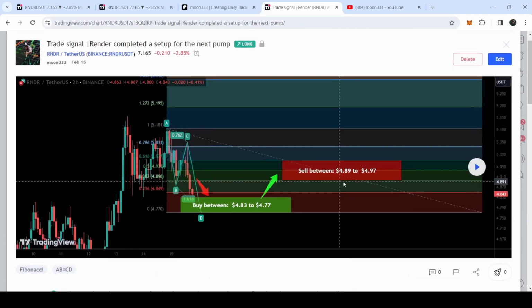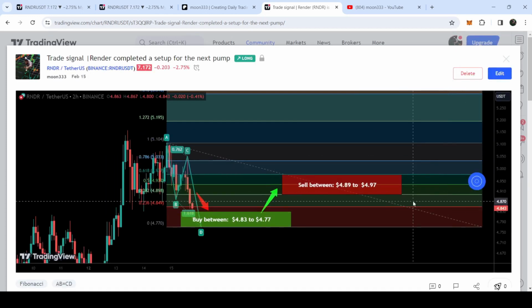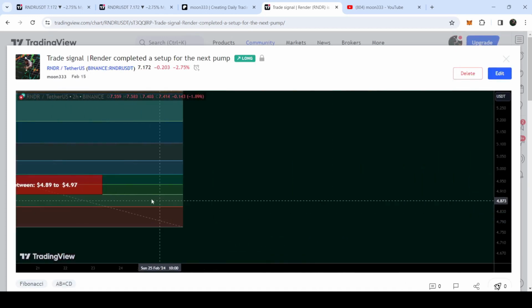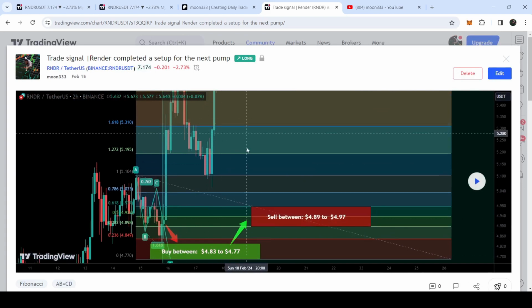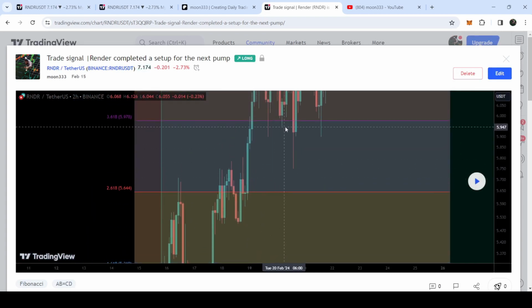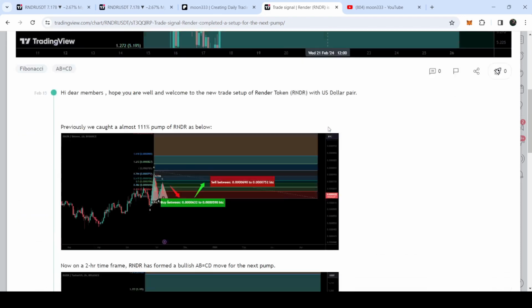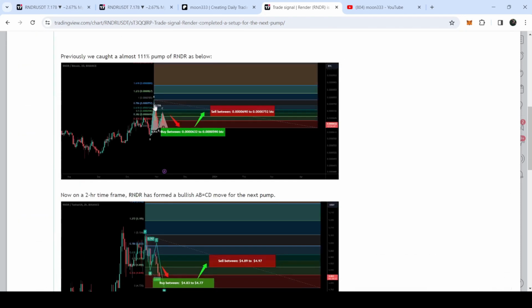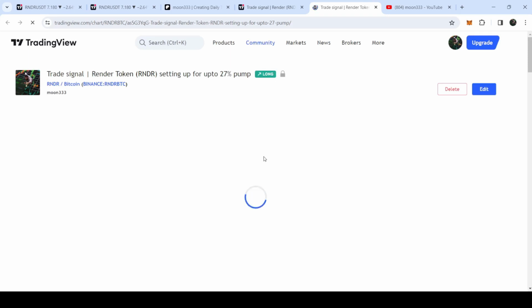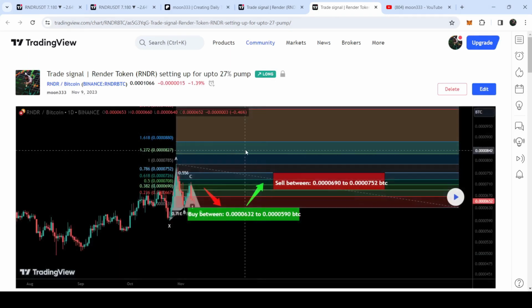Now if I play this chart, you can see that the price started a very nice reversal from this buying zone and rallied beyond the sell target zone. This was more than a 72% pump on this 2-hour time frame chart. And before that, we caught almost a 111% pump. I shared that signal on 9th of November 2023.